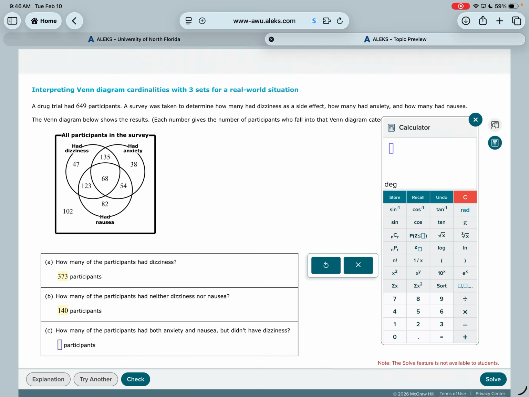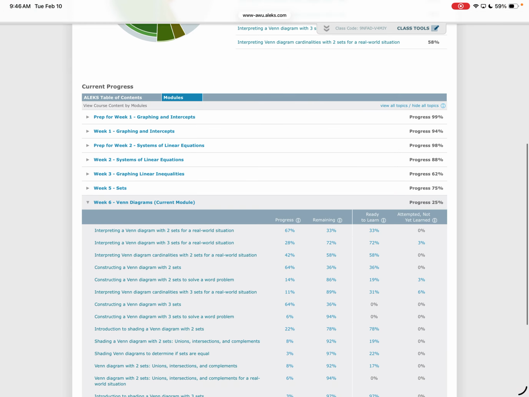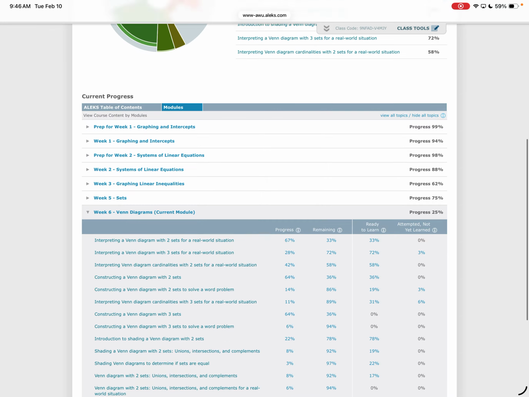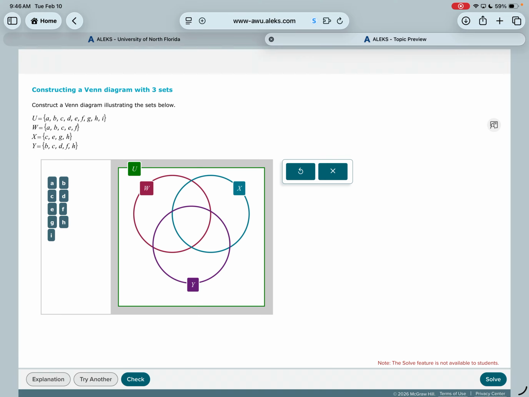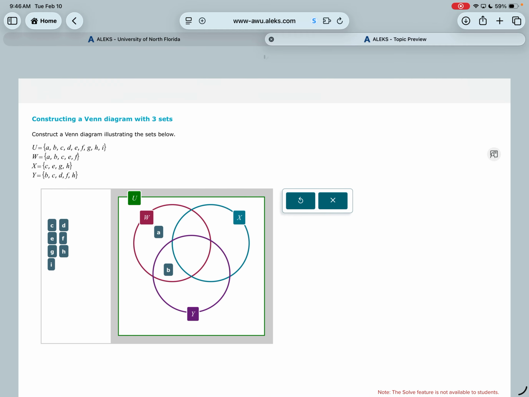Okay. All right. Constructing 3. This goes back to this. This one I think is actually easier. I mean, it's a little tougher because you got to go with 2, but you don't have to change the circles around on this one. So you just go through each one. A is only in W. B is in W and Y. C is in all 3 of them.